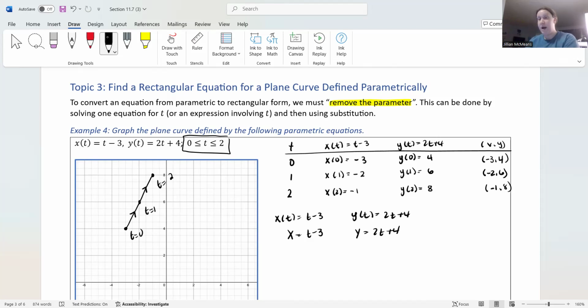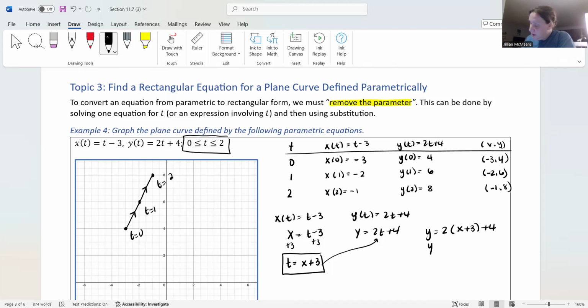Let's solve for t there. I'm choosing this one simply because it's a bit easier to work with. The other one I'd have to subtract a 4 and then divide by 2. Whereas for x equals t minus 3, to get t alone, all I do is add 3 to both sides, and I can say t equals x plus 3. Now I want to take this value for t and plug it into the other equation.